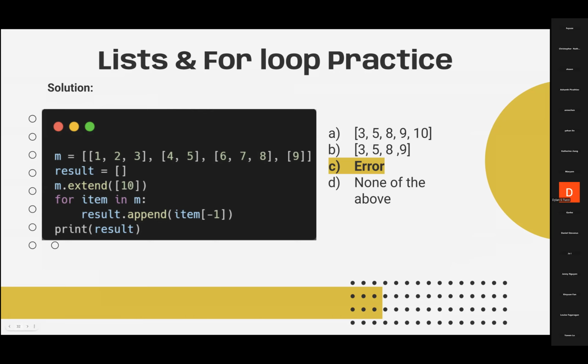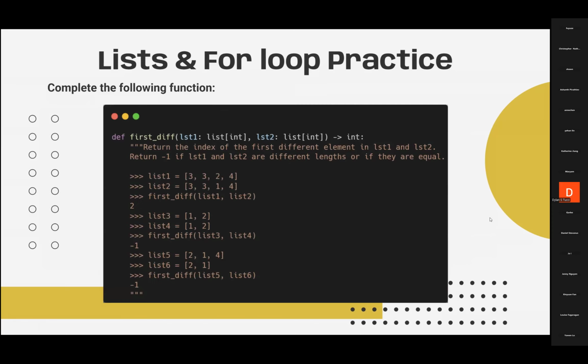Any questions? You should be very careful that it's extend, not append. Now, here's a question. Return the index of the first different element in list 1 and list 2. Just return -1 if list 1 and list 2 are different lengths or they are completely equal.